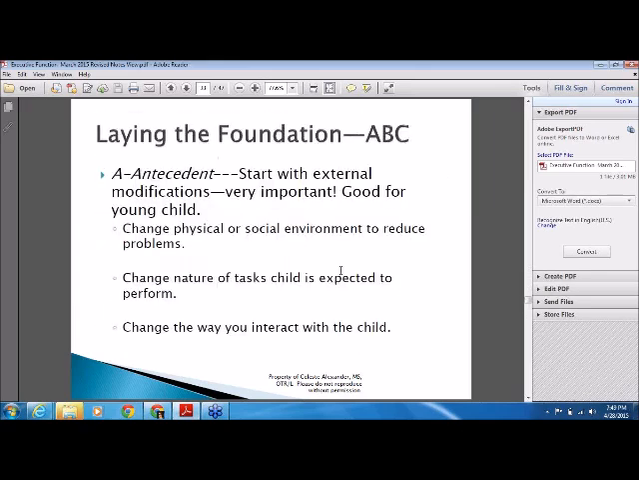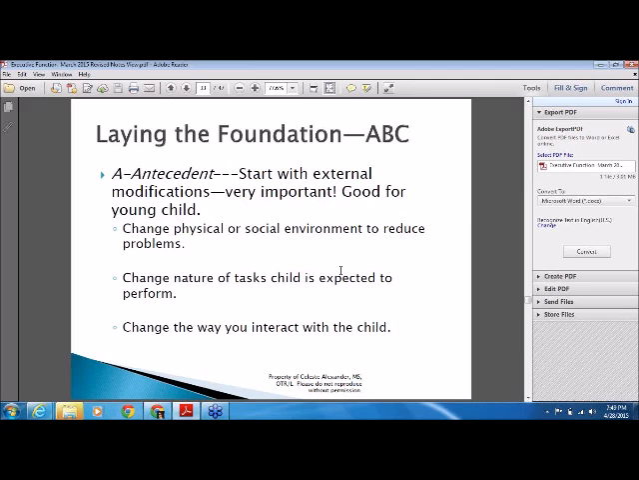Okay. All right. So ABC, pretty simple to remember. A is your antecedent. What happens before? So we just talked about this. We're going to start with external modifications. It's very, very important. And it's also very good for the younger child. So if you're working with preschoolers, kindergartners, first graders, this is going to be important.